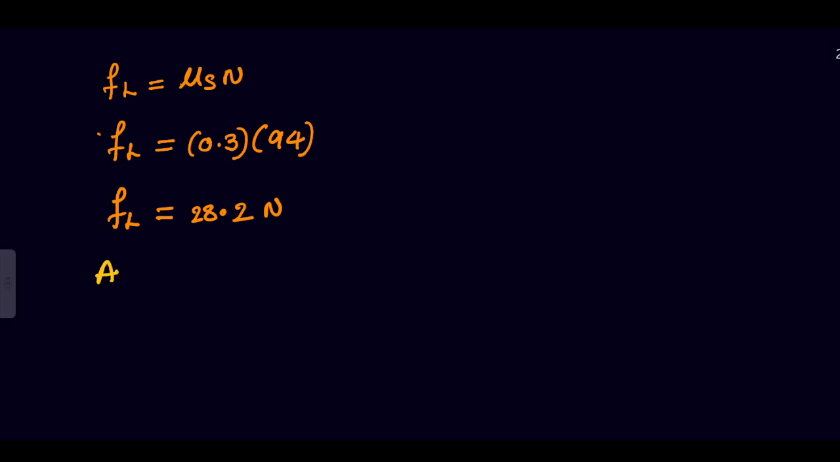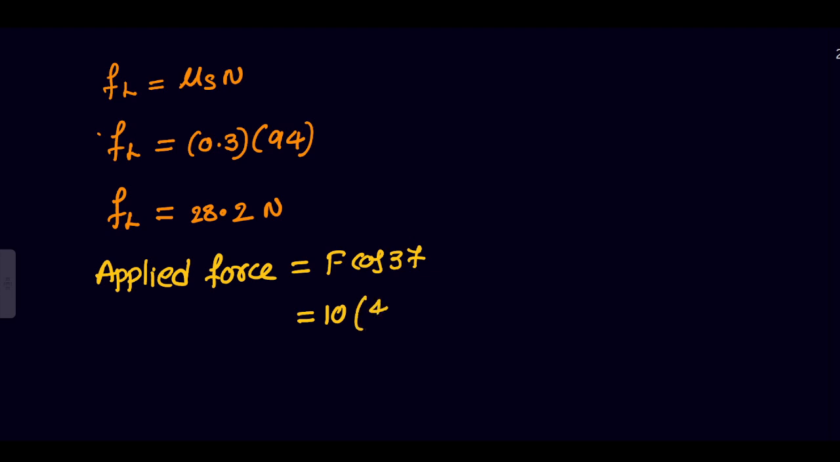So in this case, how much is the applied force? That means F cos 37. The F value is 10, so 10 into cos 37, which is 4 by 5. That means how much is this value? 8 newtons. Applied force is 8 newtons, and what is the limiting friction?